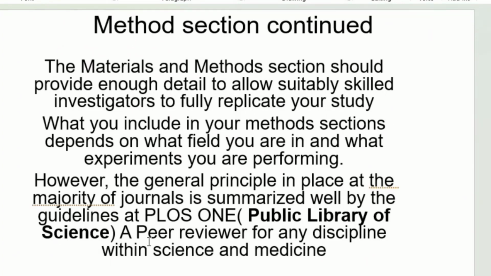Method section continued. The materials and method section should provide enough detail to allow suitably skilled investigators to fully replicate your study. I want to cite an example. Let me cite an example of policemen. They are investigators in a way. They go all out to go and collect data. If you have done something wrong, they go out to go and collect data. Then we say they are investigating.